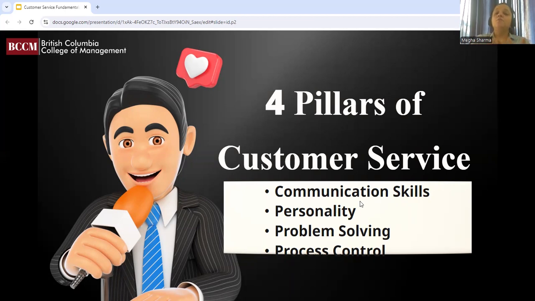Then comes problem solving. The customer has called you so that you can solve their problem, but it also requires a series of steps that you need to follow. And then it's process control. We will learn them one by one. Don't take this as a hierarchy. In a customer support system, these are the fundamental pillars, and all together they contribute to the entire conversation that you have with the customer. So let's start with the first one, communication skills.